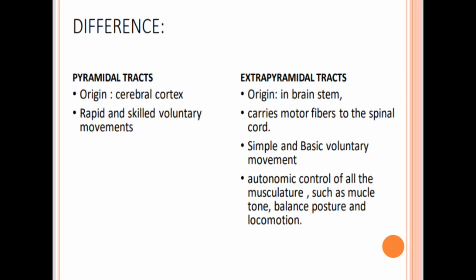Now let's talk about the differences between the pyramidal tracts and the extrapyramidal tracts. The pyramidal tracts first, their origin is from the cerebral cortex, and these tracts are responsible for rapid and skilled voluntary movements. While the extrapyramidal tracts arise from the brainstem, carry fibers, and terminate in the spinal cord. These pathways are responsible for simple and basic voluntary movement, and they also control autonomic control of the muscles, for example, muscle tone, balance, posture, as well as locomotion.